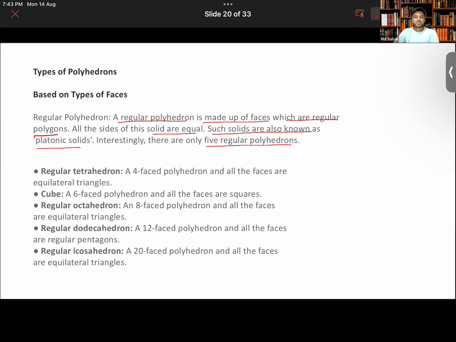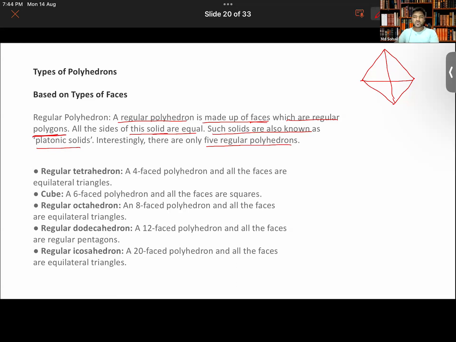A cube. Cube, good. Prism. Yeah, prism. Okay. But it has to be of tetrahedron shape like this. Because if you look at the definition, what does it say here? It says that all the sides of the solid are equal. The sides have to be equal. And the faces are regular polygons.